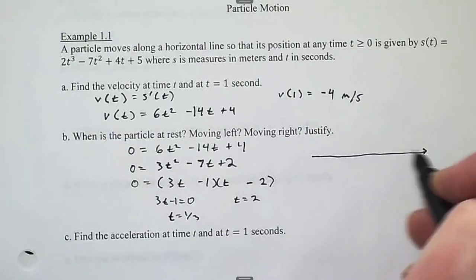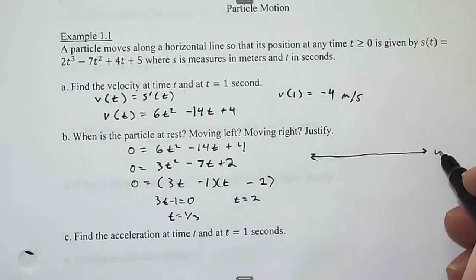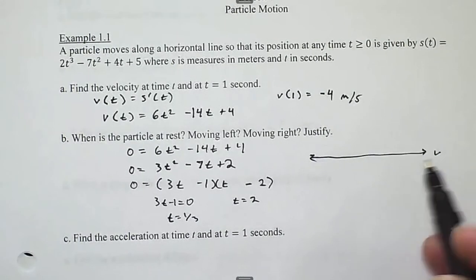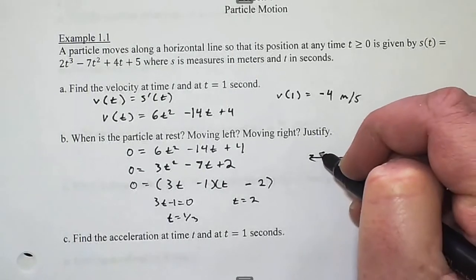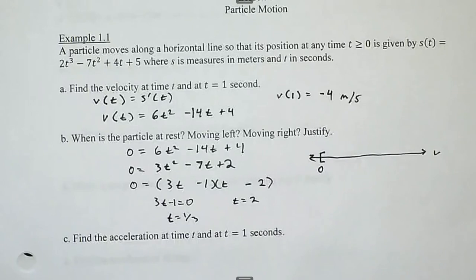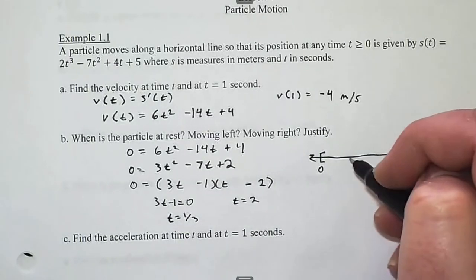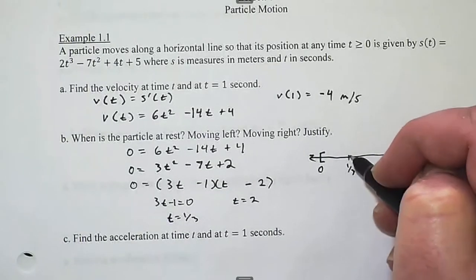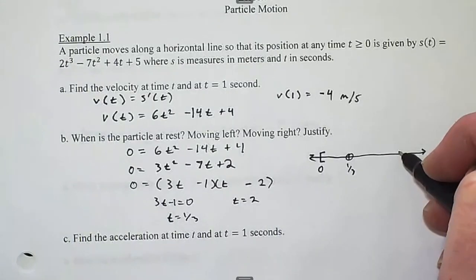So let's draw a number line. Remember that the AP graders will never grade your number line. They'll only grade your sentence. So we were told that it's for t greater than or equal to 0. So I'll indicate that with a bracket like so. At t equals 1/3, our velocity is 0. And at t equals 2, our velocity is also 0.